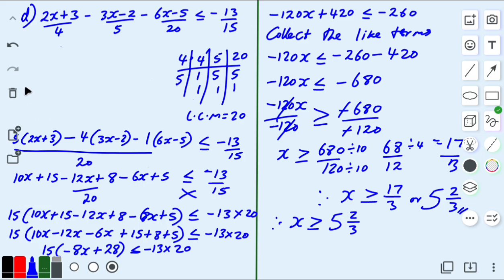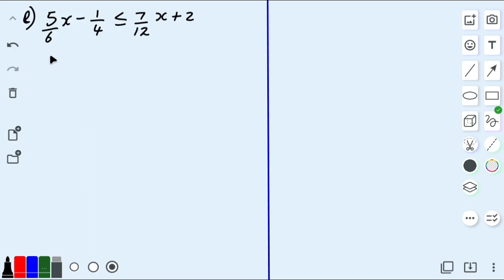That's the fifth question. The next question says we should solve for x given that 5 over 6x minus 1 over 4 is less than or equals to 7 over 12x plus 2. So the first thing we need to do is to write out the inequality clearly. So we can say 5x over 6 minus 1 over 4 less than or equals to 7x over 12 plus 2. Now, for easy evaluation, we have to eliminate the fraction.